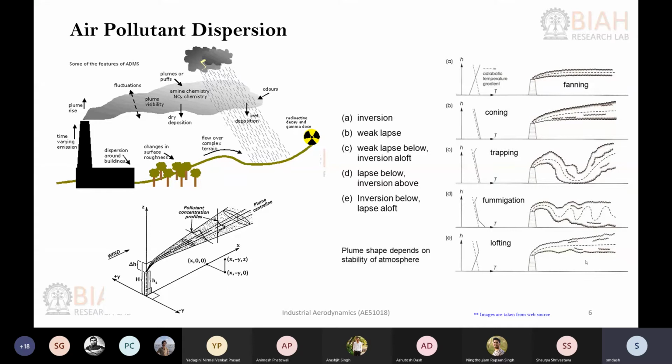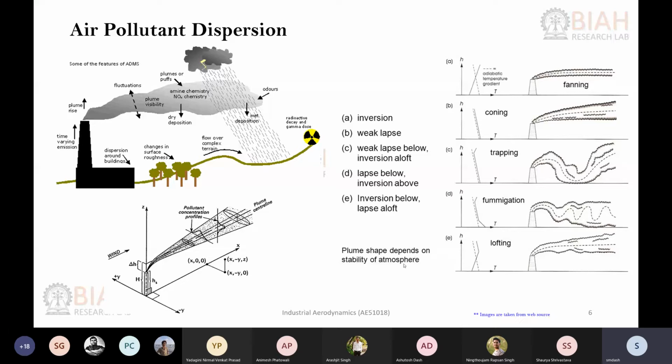There are various shapes, as you can see here, and these are governed by various factors, like the speed at which the wind is blowing and the speed at which you are ejecting those pollutants into the atmosphere. So those affect the different shapes of your pollution or dispersion of the pollutant. We will be looking into that, and how you can actually stabilize these things and not affect much the people living nearby. So those factors will be there.